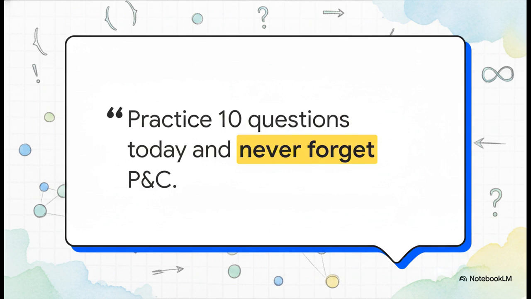But watching this explainer is just step 1. Here is my challenge to you. Go practice 10 questions today using this exact framework. Just 10. Do that, and I promise you, you will never forget permutations and combinations. But before you go, I want you to think about this. The next time you hit shuffle on a giant music playlist or try to crack a digital code, ask yourself, just how many millions of combinations are hiding right there in plain sight?